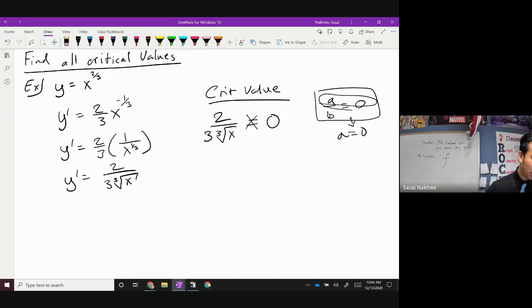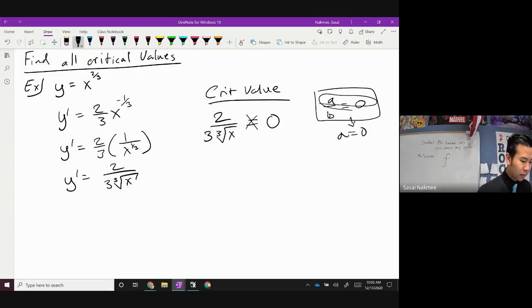So does that mean that there's no critical values on this problem? Well, no. The y prime that we're working with is a rational function, meaning it has your x in the denominator. And whenever you have a rational function, you have to look at its domain, where the function is not defined.